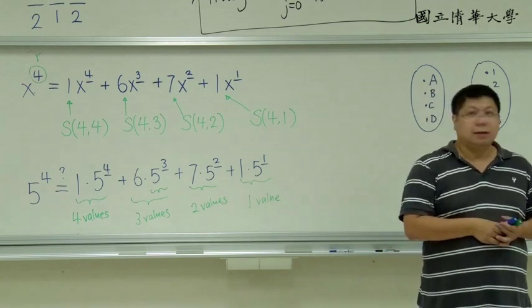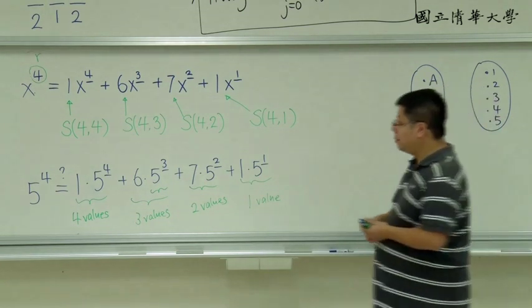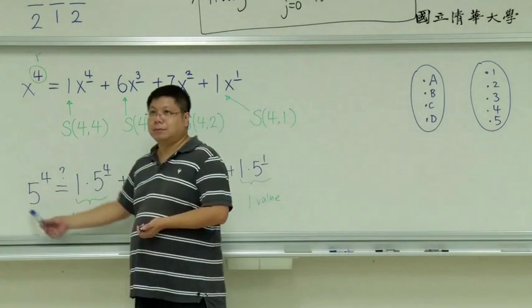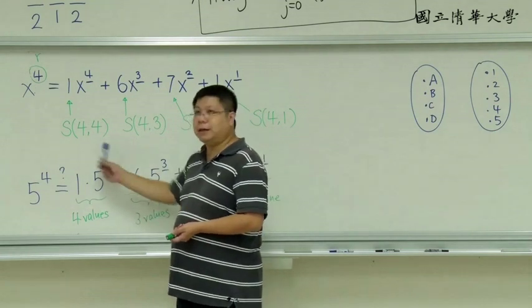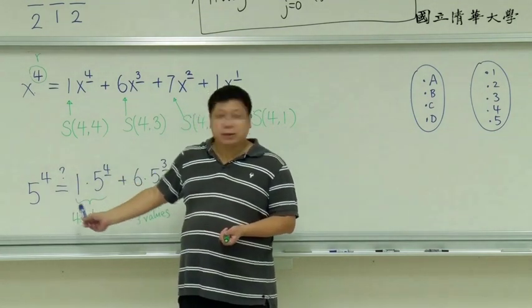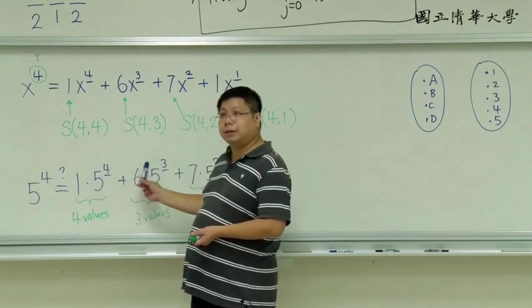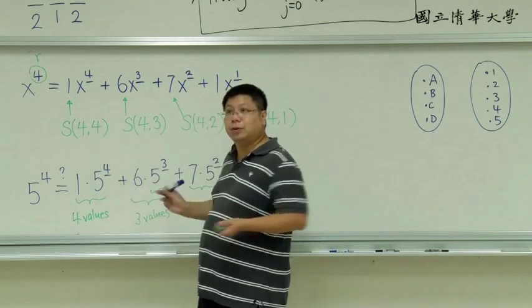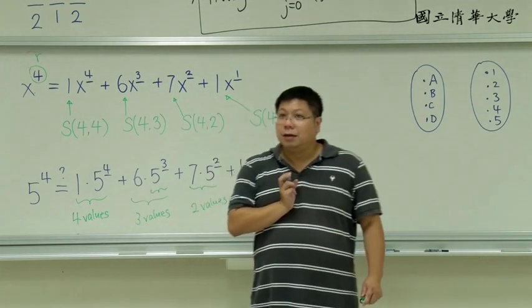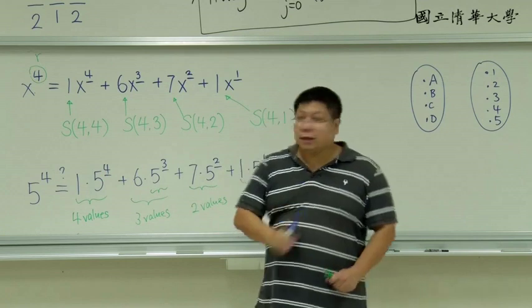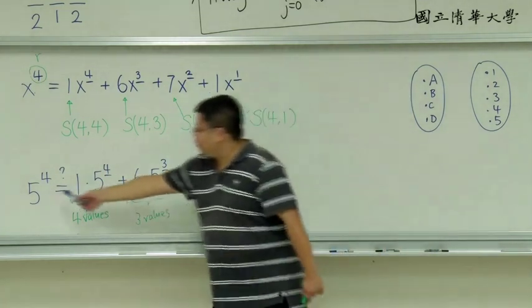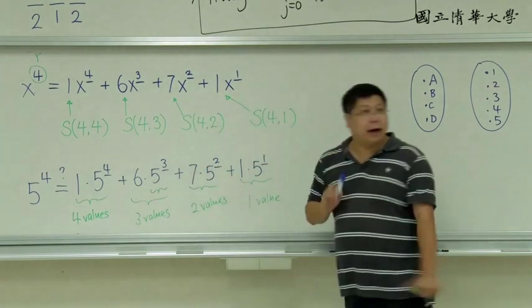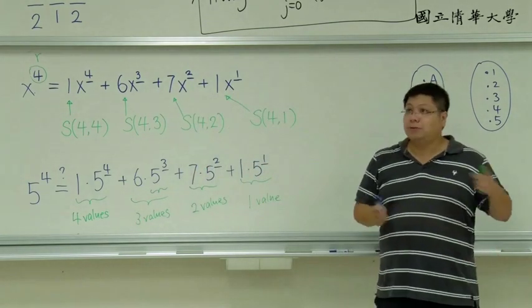So we are breaking down the counting problem into how many functions use exactly 4 values, how many use exactly 3 values, and so on and so forth. Is that okay? So this works for the case where x is equal to 5.